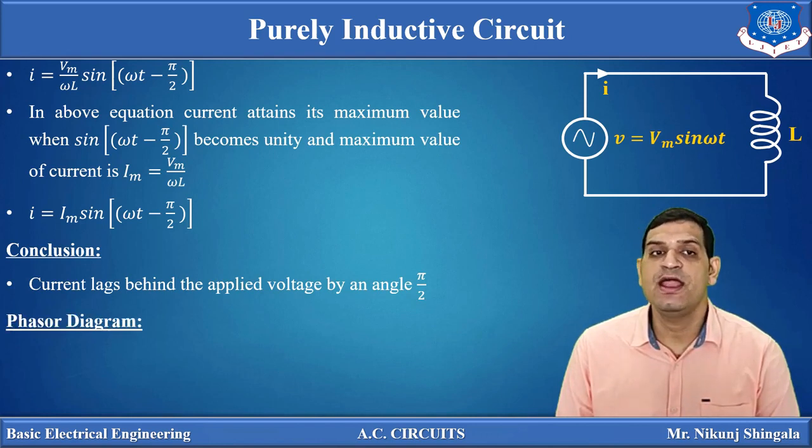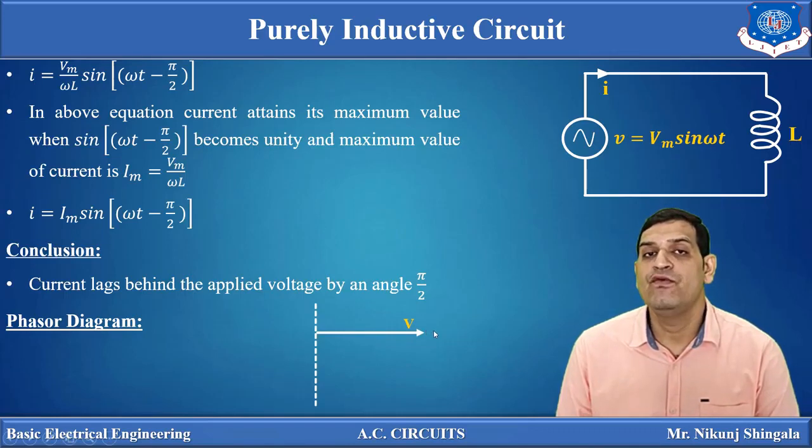Now drawing the phasor diagram using both these expressions. This is the expression of applied voltage, that is v. Now current is lagging behind the applied voltage by pi by 2, so current is drawn in the downward direction. You can take reference v at any position. Suppose you take reference v over here, so current will come here.